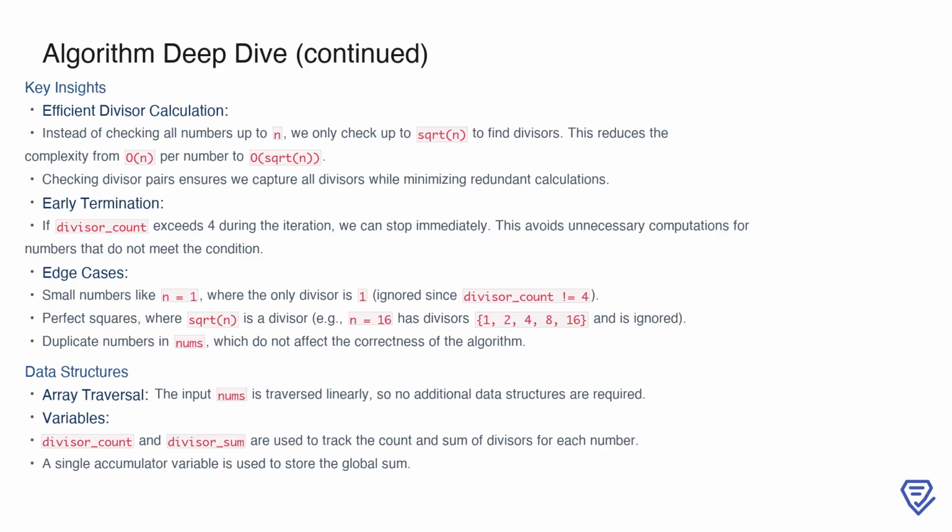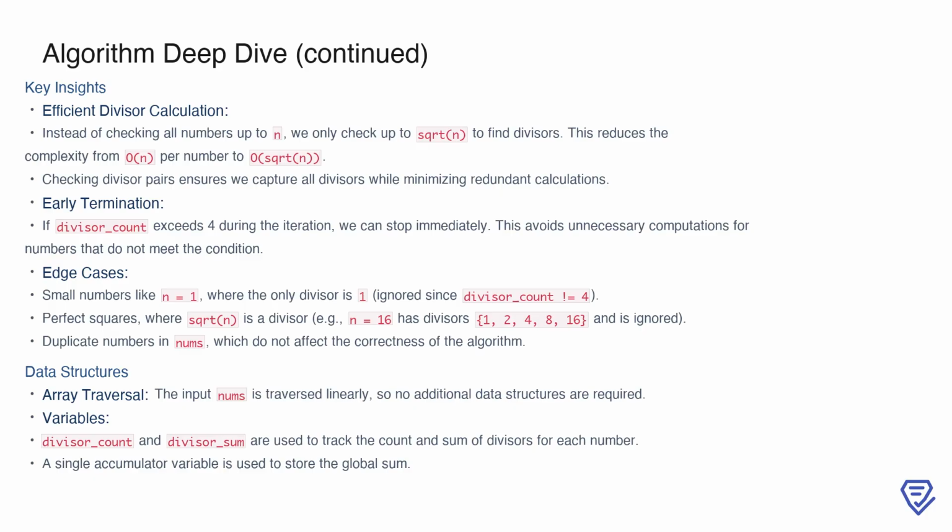First, the optimization of divisor calculation allows us to only check up to the square root of n, which reduces the complexity significantly. Instead of iterating up to n, this approach minimizes redundant calculations by leveraging the fact that divisors come in pairs. Additionally, the use of early termination is crucial.